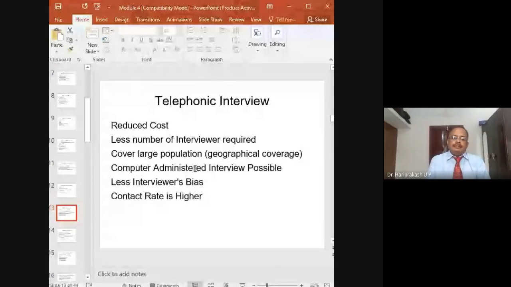Computer-aided administered interview is possible. With the help of computers and software, you can conduct interviews which may have a list of questions to be asked, or recorded questions, and it can ask and record all the responses. Less interview bias: interview bias is less when you are doing a computer-administered interview. Contact rate is higher as you are calling the numbers, so your chance of getting more responses is higher.